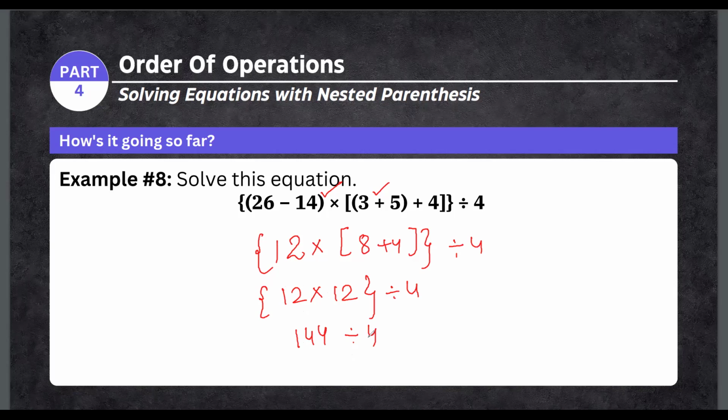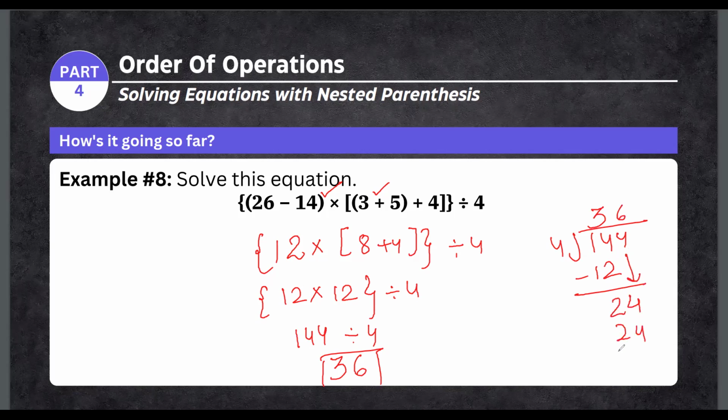So if you divide 144 by 4, 4 times 3 is 12 and 4 times 6 is 24. So 36 is the answer. How did I get this? You can use the long division method. 4 times 3 is 12, minus, you will get 2. Putting down 4. So 4 times 6 is 24. And that's how you got 36. You got it now? Okay. Let's move ahead to the next one.